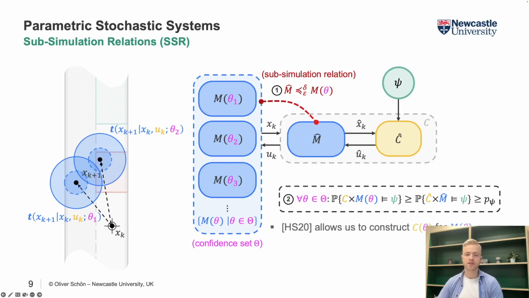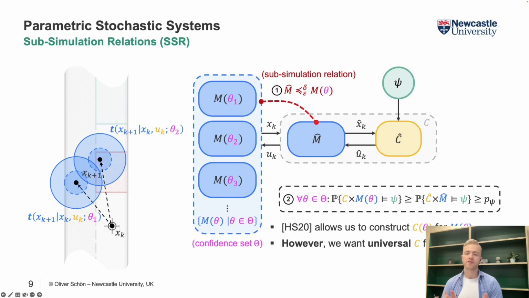Maybe also to put this into context with prior works: they allow us to construct a controller which is also parameterized on the unknown parameter. However, if we now embed this into a system, at runtime we also have to know these parameters, and we only get the guarantees for this specific choice of parameters. So this is not going to help us, because what we want is a universal controller which works for the whole confidence set, because we don't know the true parameterization.